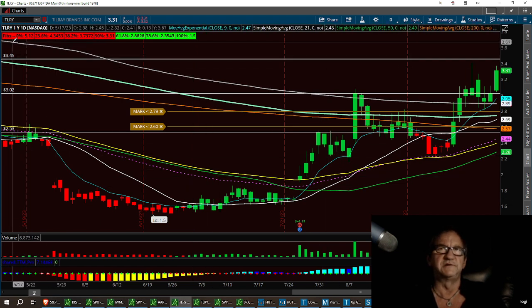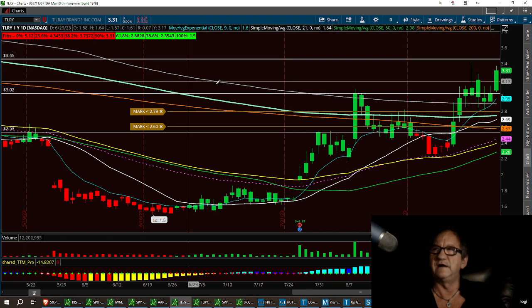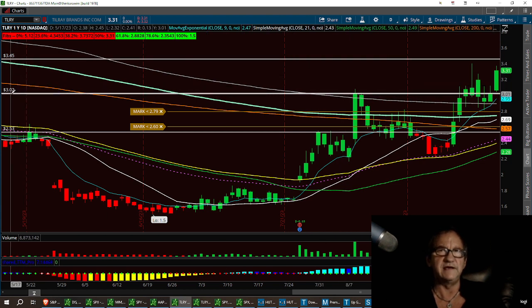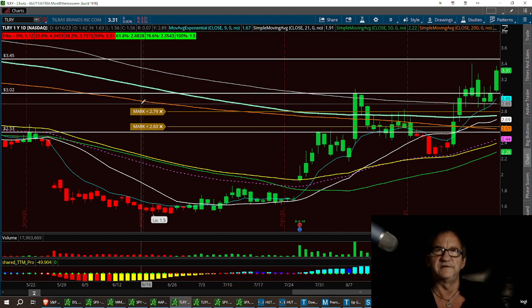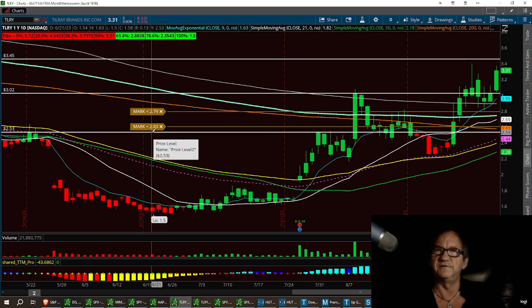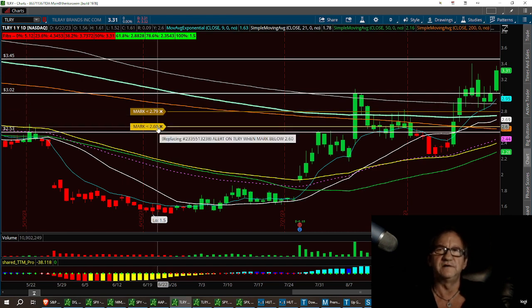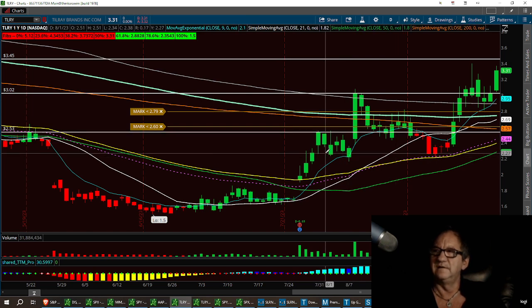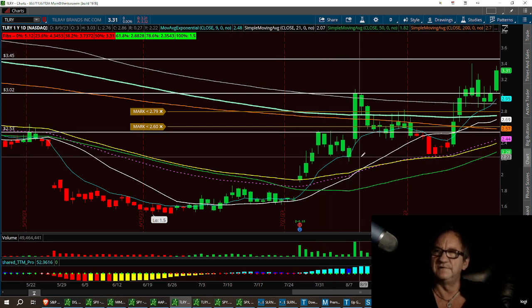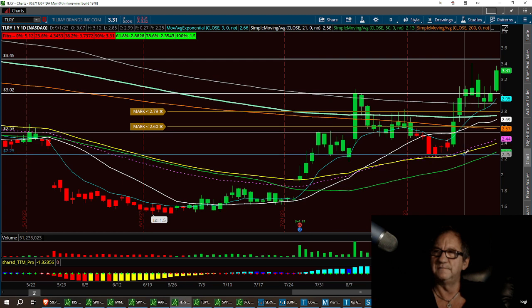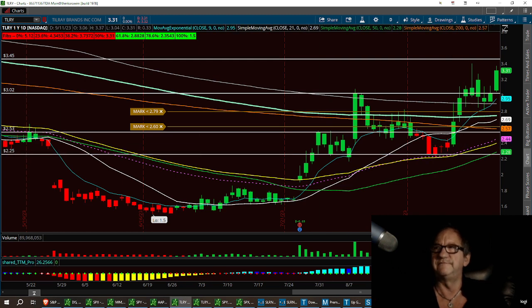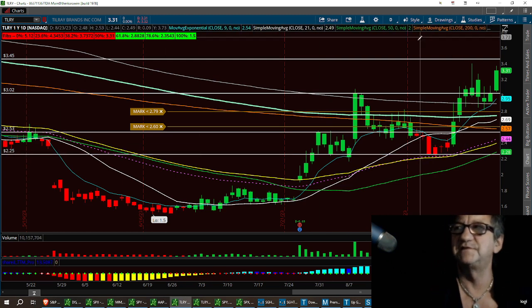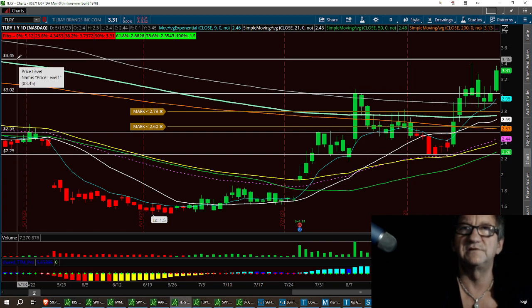So the resistance to break on TLRY is 345. Support to hold today is 302. If that doesn't hold, I've got three other supports down here to take: 279, 260, and then 253 for a solid. And if it gets real nasty, we've definitely got a good buy right here at the tweezer bottom at 225. Resistance to break, what we need to see, is 345.